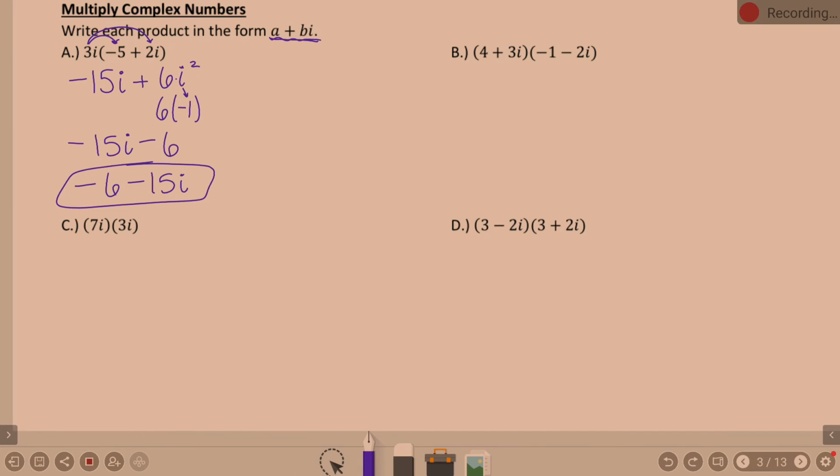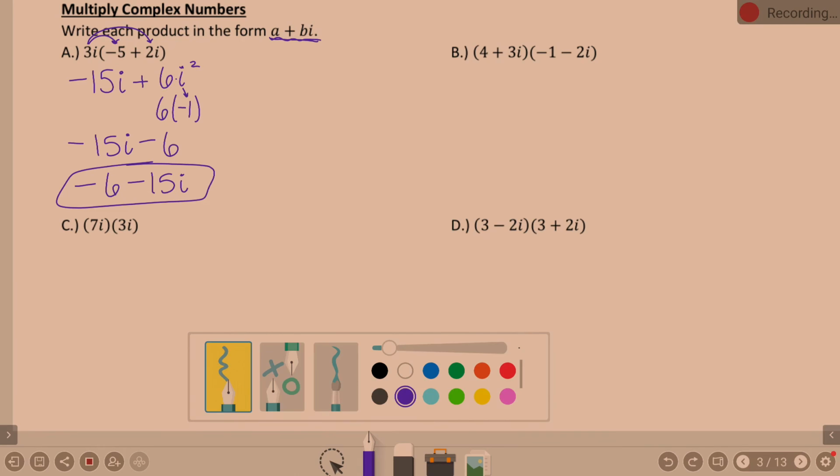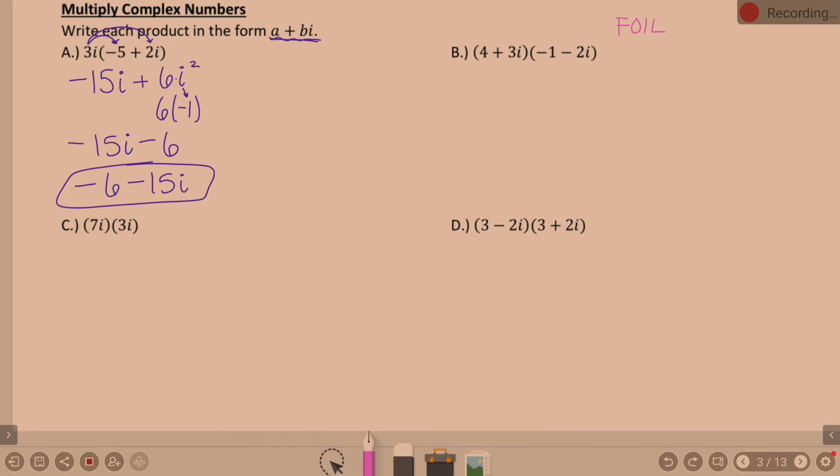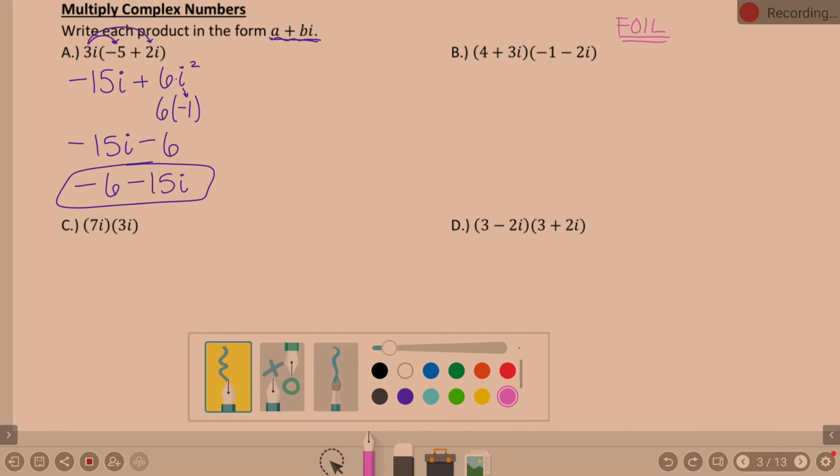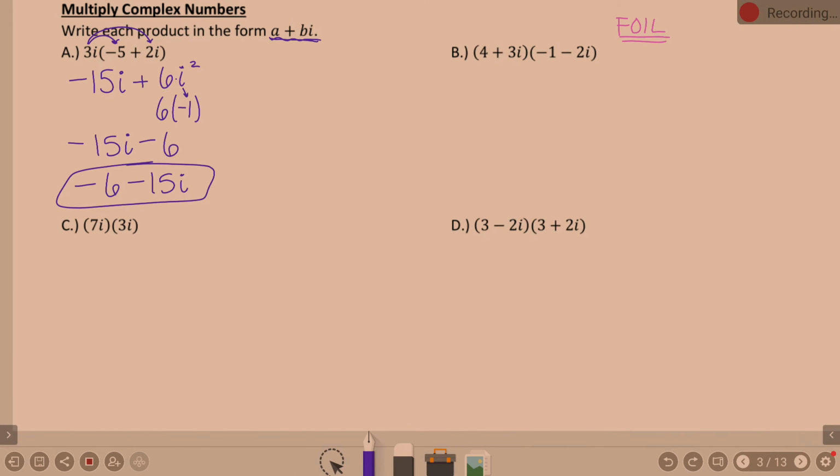B when you're ready. How do we multiply B? How do I multiply 4 plus 3i and negative 1 minus 2i? You're going to say it? FOIL. Okay. It's a binomial times a binomial. So I often say FOIL. If you don't like the word FOIL, it's also a big old distributive property, yes? So we're going to distribute the 4 first.